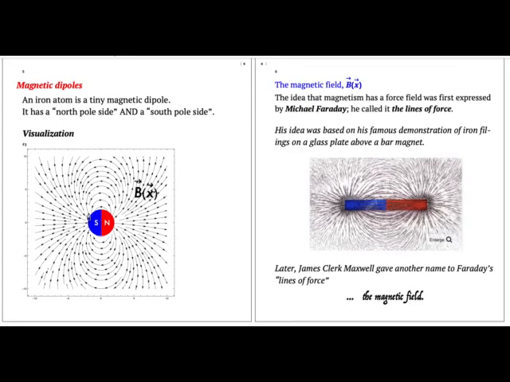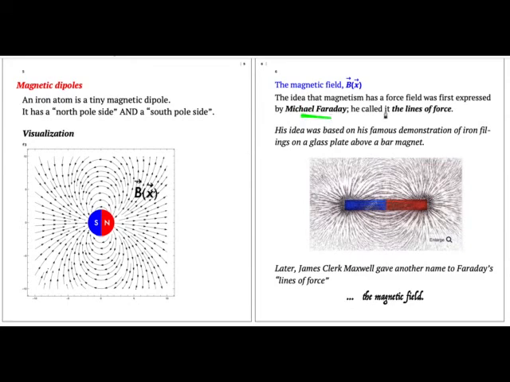Well, the magnetic field is the same way with North Poles and South Poles. The magnetic field comes out of a North Pole and goes into a South Pole. And there's a kind of visualization of the magnetic field. Now, we've seen these field lines in the case of the electric field earlier. Actually, this picture goes back to the great Michael Faraday. The idea that magnetism has a force field was first expressed by Michael Faraday.